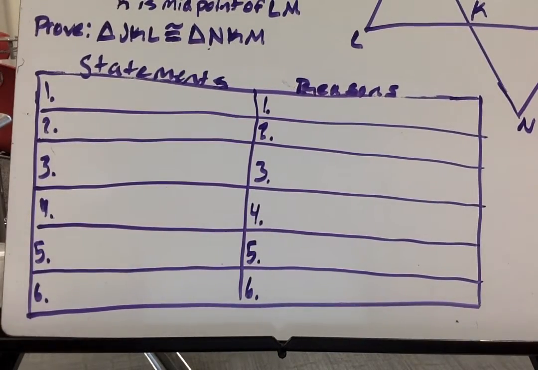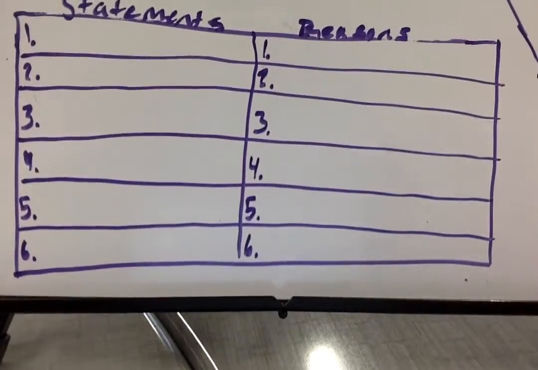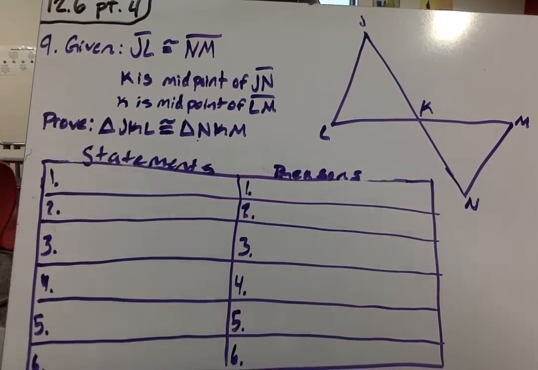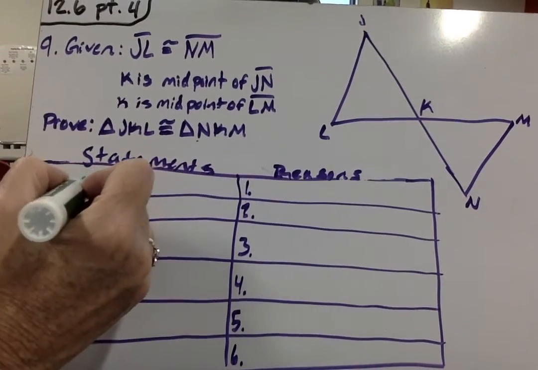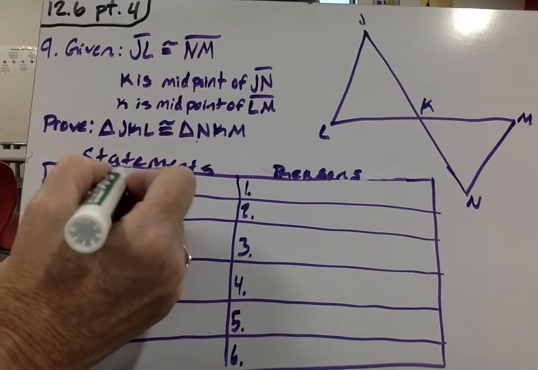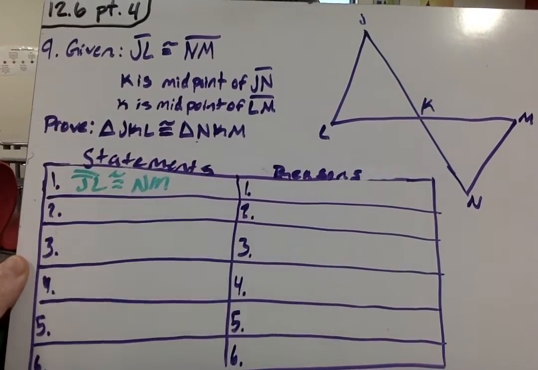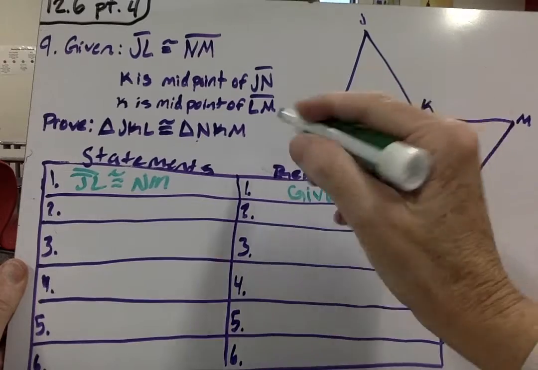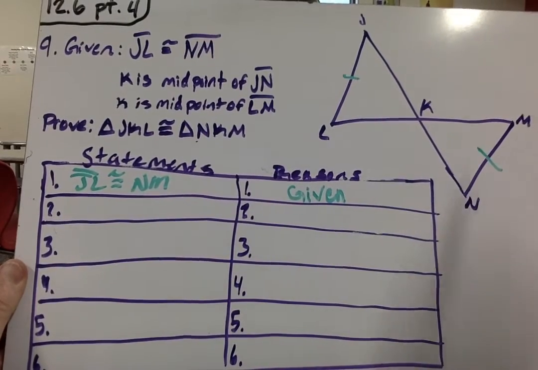Okay, it gets a little bit harder. Number 9, you're given some things and you're given some other things here. So, page 259, number 9. First thing we want to do, let's push this up a little bit so you have everything that you need. We're going to put everything that's given first. So I'm going to start with JL is congruent to NM. And I'm going to put given. JL, that's right there. NM is right there. They're congruent.